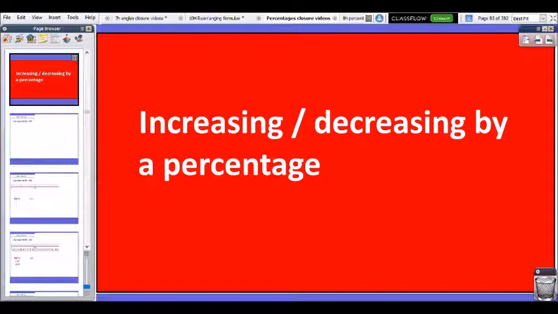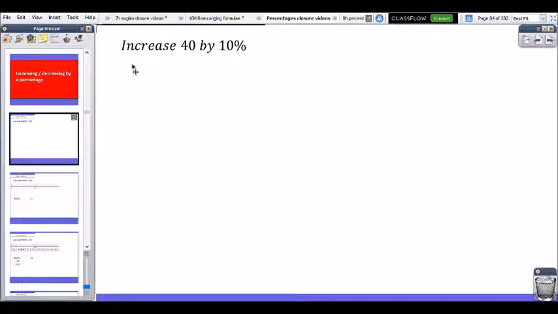Morning everyone. In this lesson we're going to be looking at increasing and decreasing an amount by a particular percentage. Let's begin with a problem. Let's increase 40 by 10%. Well, first of all, let's visualize it.